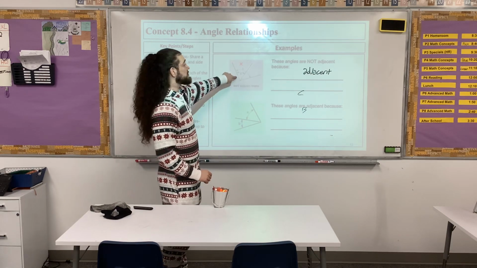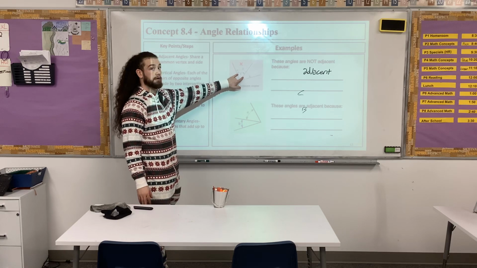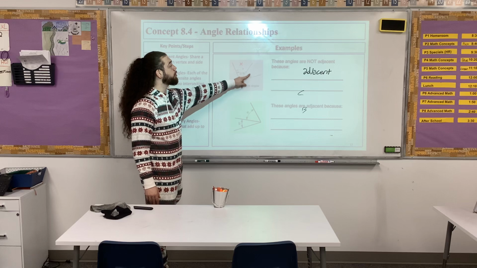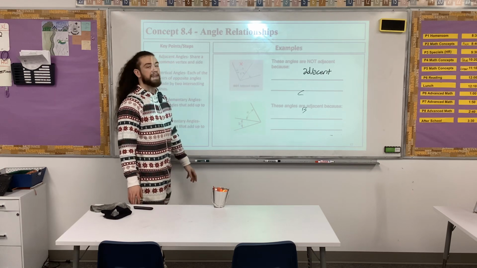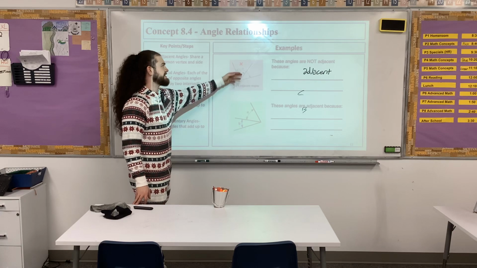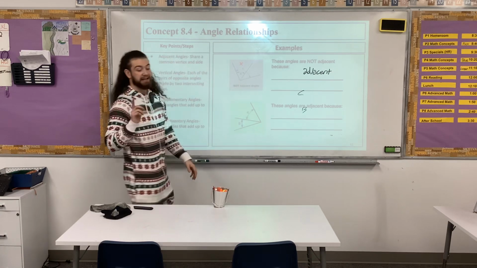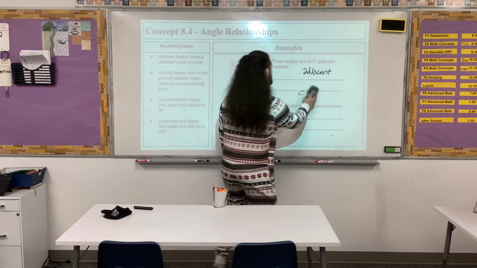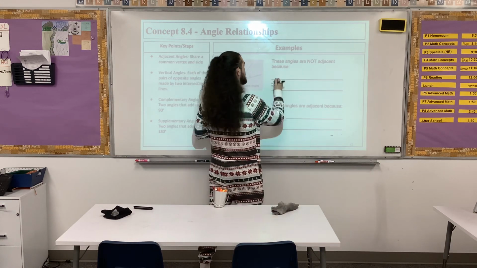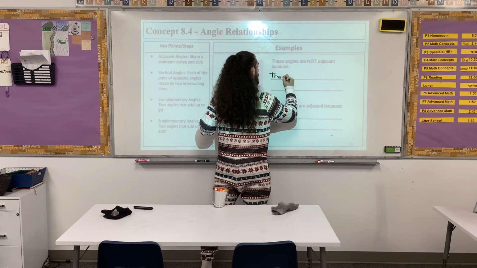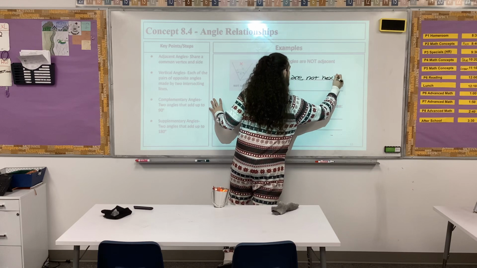Now, these angles are not adjacent. They're not adjacent because they are not next to each other. B is from here all the way across, right? B covers the whole thing, but A is just this little section. They aren't next to each other. A is inside of angle B. So they are not adjacent because they are not next to each other.